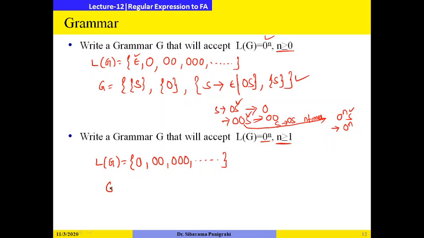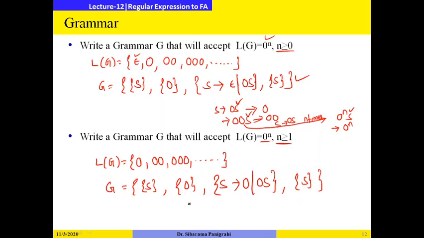So what should be the grammar for this one? The grammar for this one is S will be the variable, 0 will be the terminal. Here we will not put S gives epsilon; here we will start from S gives 0, or S gives 0S. Then S will be the start symbol. So here you see, if you apply S gives 0, it will accept 0. But if you apply S gives 0S, then in place of this S, if you apply 0, then what you will get? 00. Similarly, if you apply S gives 0S n number of times, what you will get? S gives 0 to the power n S. Then in place of S, if you apply 0, then what you will get?